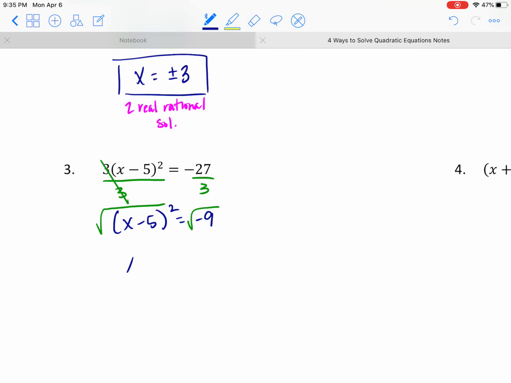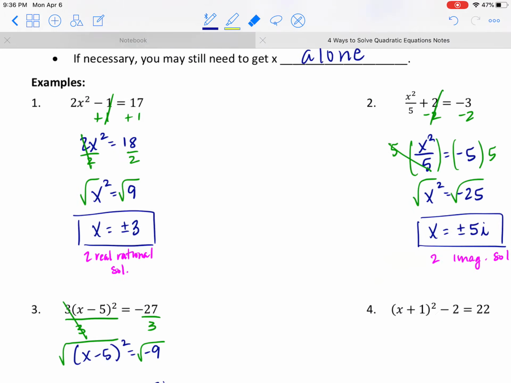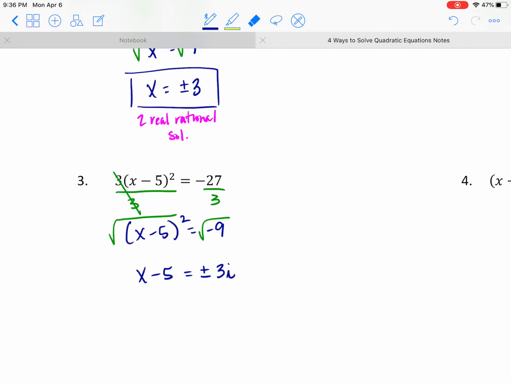Now I can't move the 5 yet, it's stuck in the parentheses, but I can get rid of the parentheses if I get rid of the square, and I know how to do that. So at this step, I can square root both sides. So that's going to leave me an x minus 5, and over here, gotta put in my plus or minus, and then for the square root of negative 9, we're looking at a 3i. Now this is one of the cases, as I mentioned in the steps here, right? If necessary, you still need to solve for x, you might still have to get x by itself. That happens here. So we took the square root of both sides, but we're not done.